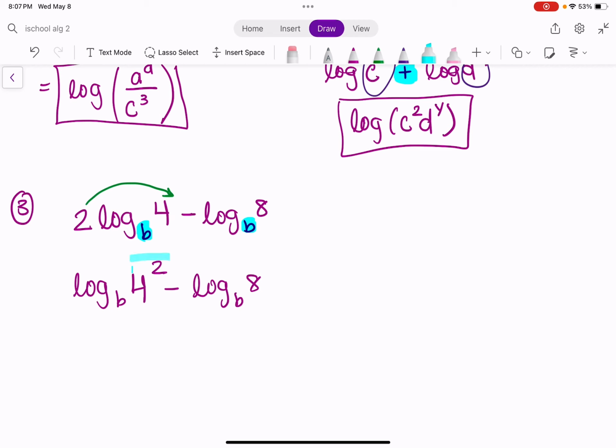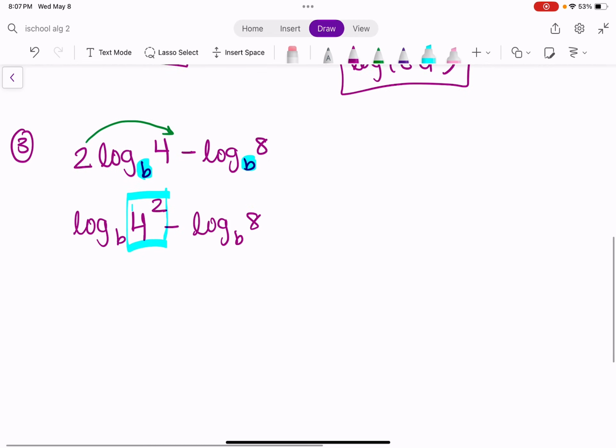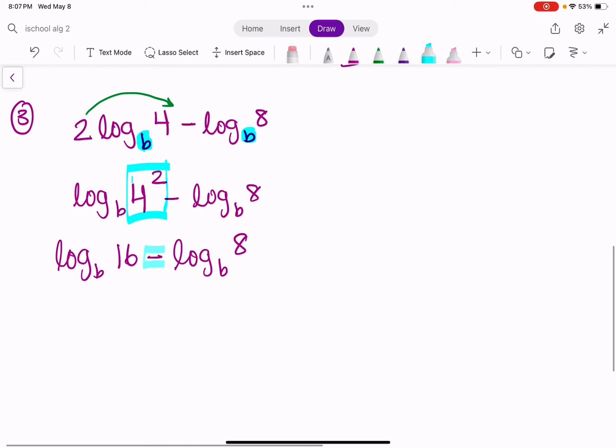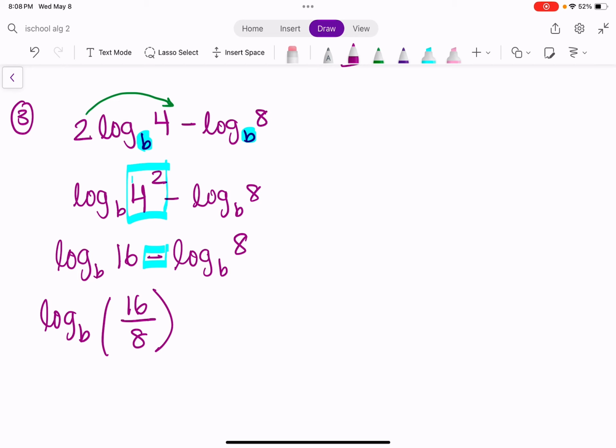Now I'm going to simplify this. 4 squared, 4 times 4 is 16. So log base b of 16 minus log base b of 8. Now, because it's minus, I know that I can divide the two things. So I can rewrite this as log base b of 16 over 8. And this can be reduced to log base b of 2. So this is my final answer. So try the questions of condensing, and then you're going to watch another video on expanding.